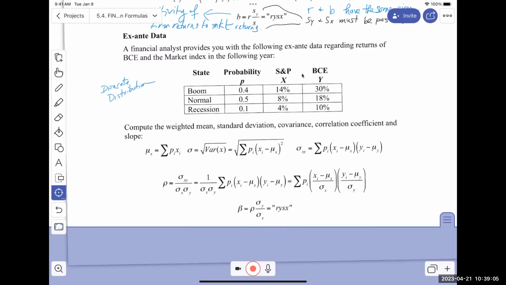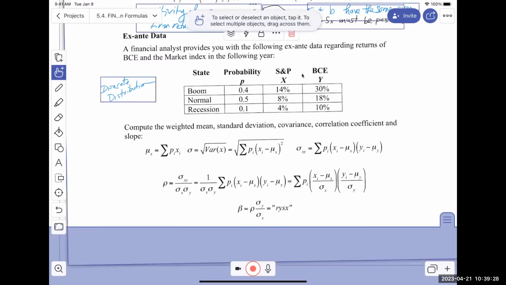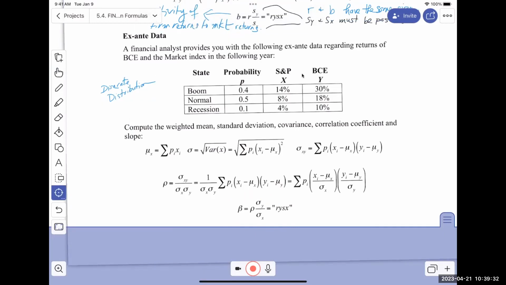But I use Greek letters. Why am I using Greek letters? Do I like to look fancy and use Greek letters? What is it conveying that I'm using Greek letters? Why didn't I just use the things above? Why didn't I use X bar, S, covariance, R? Why did I use Greek letters? I use Greek letters because the Greek letters are reserved for parameters from the population. So I'm treating this like it's population information. I'm saying the only possibilities are boom, normal, recession, and these outcomes. That's what I've done here. So because of that, that's why I use the Greek letters.